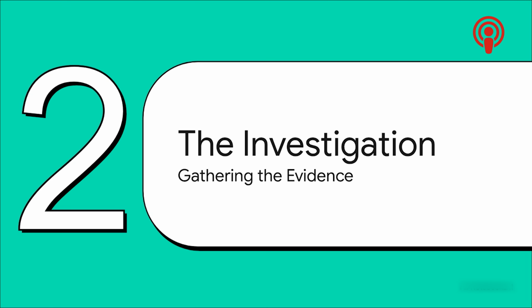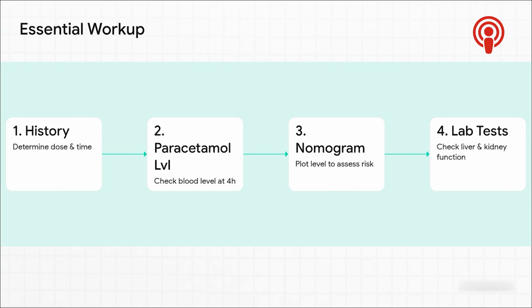You need to gather evidence and fast. And it's not just about what they took, but when they took it. That's a huge piece of the puzzle. And there's a really clear protocol here, a 4-step process. First, you get the story, exactly when and how much they took. Second, you get a blood sample to check the paracetamol level. Third, you use that level to plot it on a special chart. And fourth, you run all the other labs to see what the liver's doing.